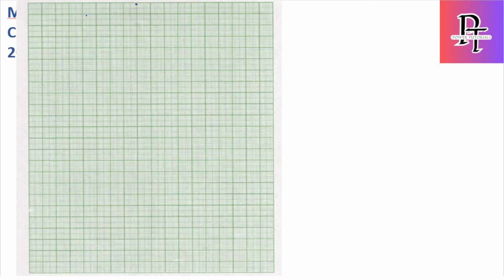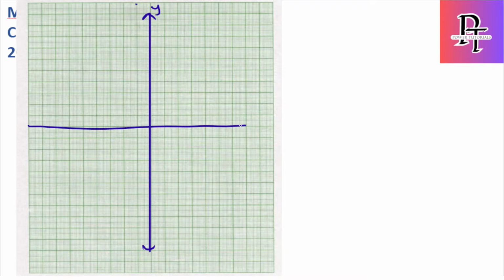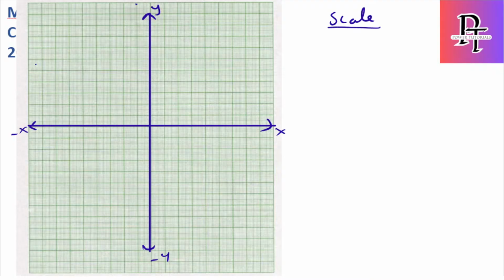Draw it properly with scale and pencil. Let me use this one. Okay, now it's better. This I'm making as the y-axis. Same way, this I'll use as x. While drawing axes, make sure to plot minus y and minus x. And you have to write the scale as well. Scale means which unit is on which axis.